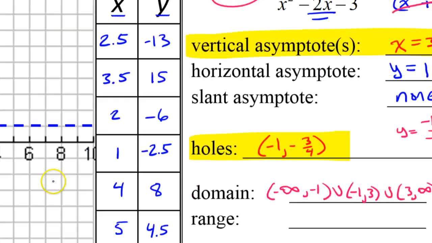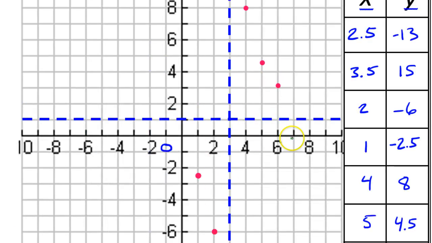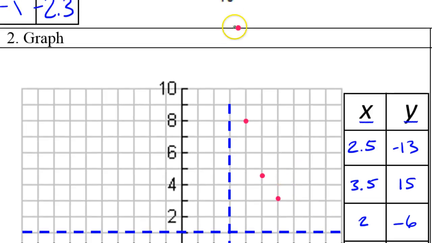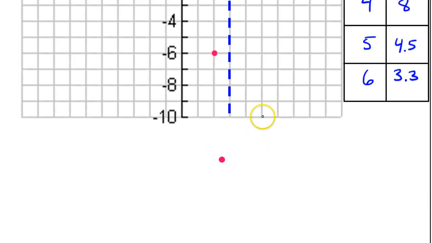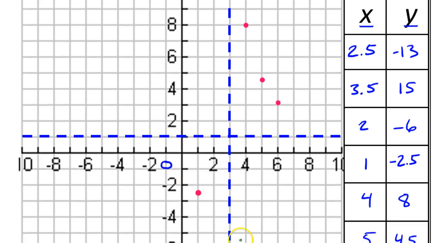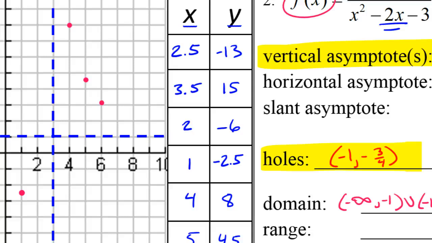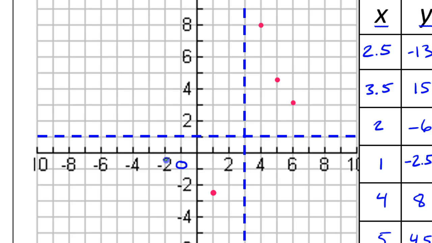Okay, so I'm just going to take all these values and plot them on the graph. These pink dots are the points that I have plotted. Some of them go way off the graph. That's 15, way up there, and negative 13 is down here. But enough of them fit on the graph. And don't forget this open circle, this hole at (-1, -3/4). The curve is going to go right through that hole as well, so this counts as one of my points too.